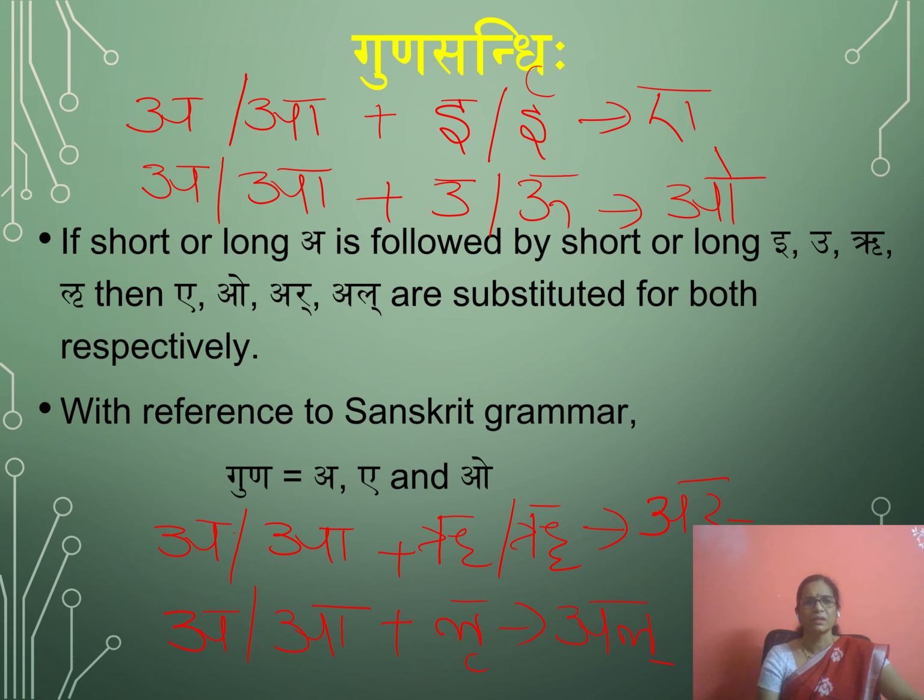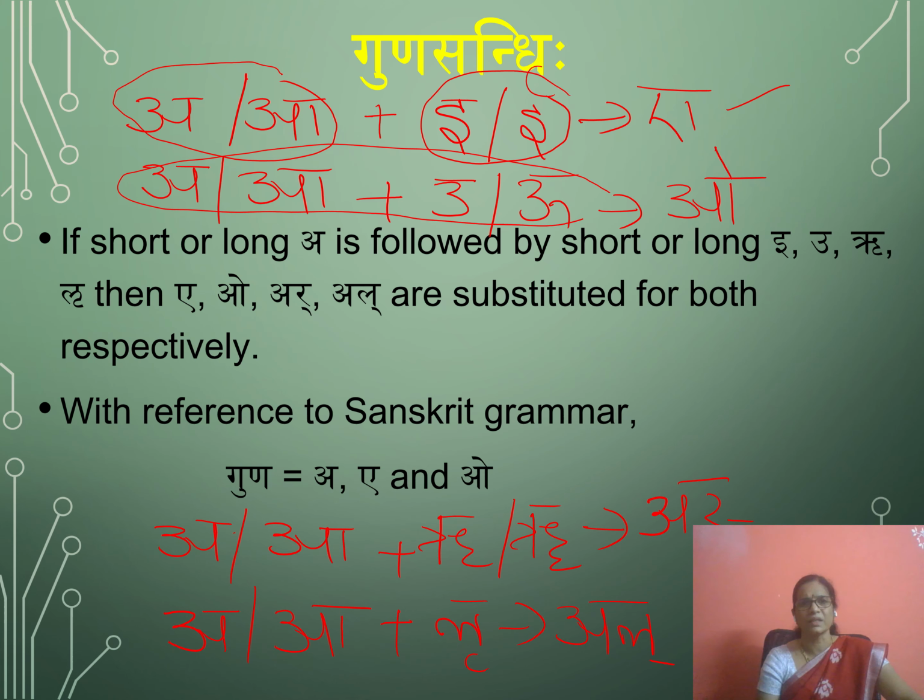Here, if the first word's last letter is a or long a, and the second word's first letter is i or long i, both will be removed and in the place of these two letters they will be substituted with e. And second, similarly, if any letter of these is there, then on both sides those letters will be removed, and instead o will come. Here similarly, a plus r will be substituted with ar, and a plus l will be substituted with al.